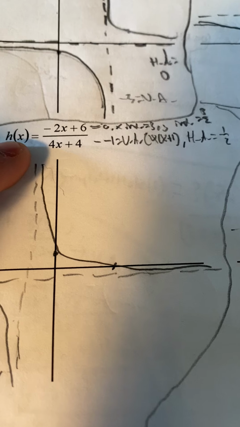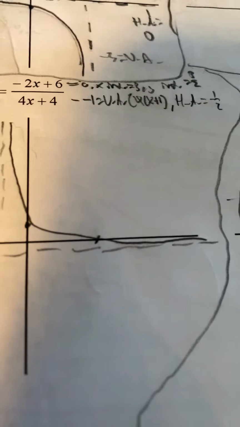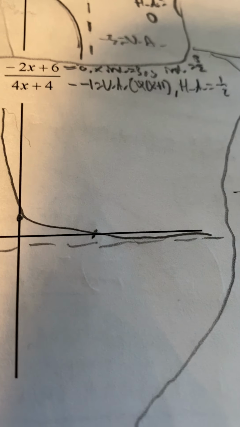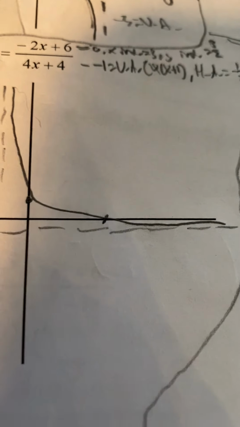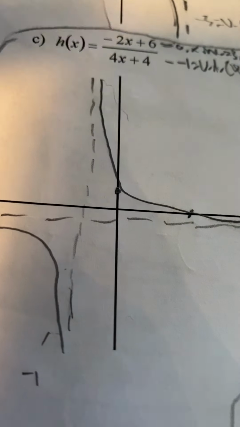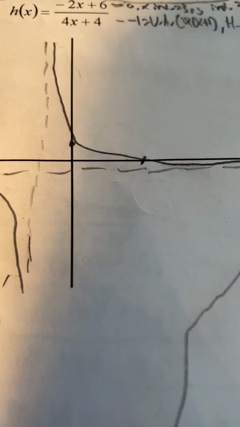And then 4x plus 4 simplifies to 4 times x plus 1. Therefore, you know vertical asymptote is -1. Furthermore, you know that as the absolute value of x approaches infinity, the numerator over denominator will come closer and closer to -1/2. Therefore, the horizontal asymptote is -1/2. From this, you can form the graph.